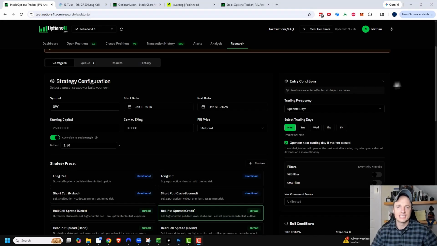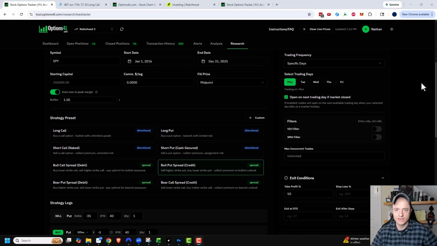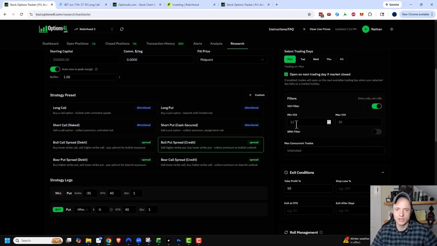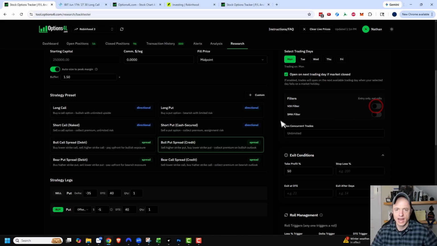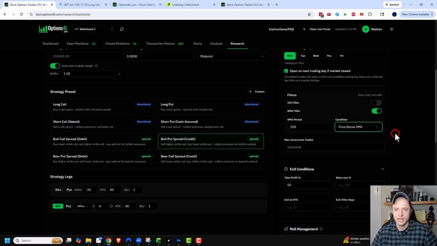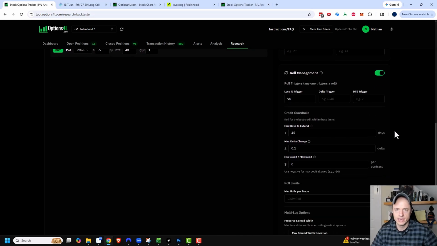Alrighty, so I ran like 17 more back tests, adjusting different filters, particularly the VIX filter. So I did low VIX. If the VIX was low, we ran several back tests with low VIX versus high VIX. And also some filters on the simple moving average. So the 50, 100, 200, and then price above, price below. And also did some roll management as well.